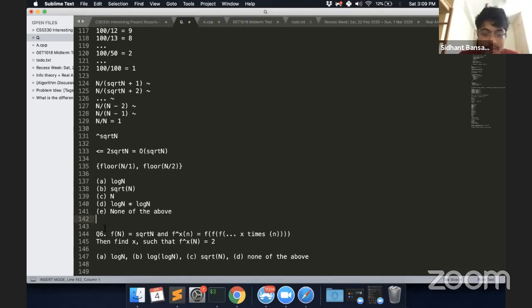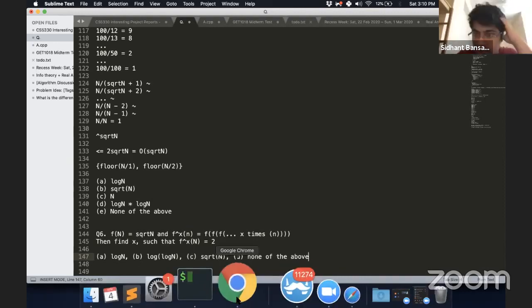Okay, and after this, question 6 is homework. So just think about it later. Any other doubts regarding complexity analysis by anyone? Otherwise, we can move to the problem discussion of the 2 problems.